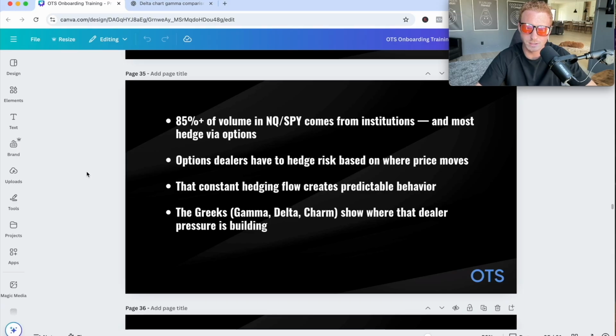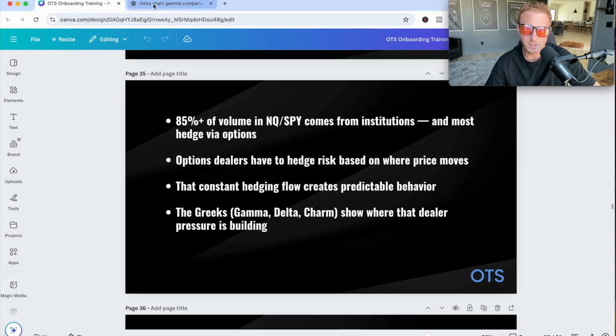And the way we can look at that is the Greeks, right? The Greeks, such as gamma, delta, and charm, show where that dealer pressure is building. Okay, it shows where the most demand or supply is and how much pressure there is at certain levels, right? So you can actually see how strong a resistance zone is by looking at these Greeks, versus just saying, oh, the candlesticks look like it sold off a bunch, there's probably a lot of pressure here, there's probably a lot of resistance here, right? This actually shows us how much pressure there is.